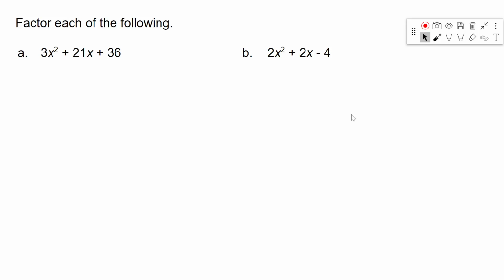Hello, this is Mrs. Scarpel, and I'm going to take you through factoring some more trinomial expressions, but this time the expressions are going to start with a value other than 1x squared. As you can see in these two examples, one is starting with 3 and the other is starting with 2.